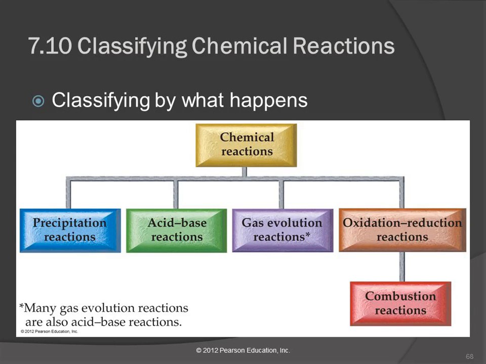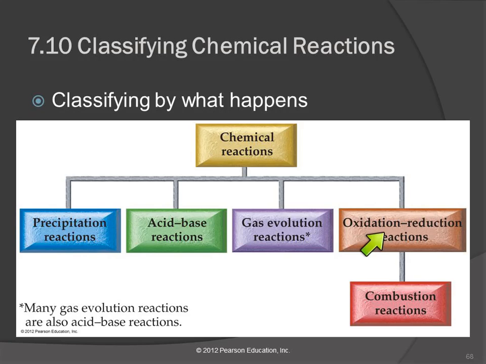There are two basic schemes for classifying chemical reactions. And these are the types of reactions we've talked about today. This is classifying a reaction by what happens. We mix two solutions and we get a solid form. That's a precipitation reaction. We've got an acid and a base and they neutralize each other. We've got something going on and bubbles are being formed, a gas evolution reaction.